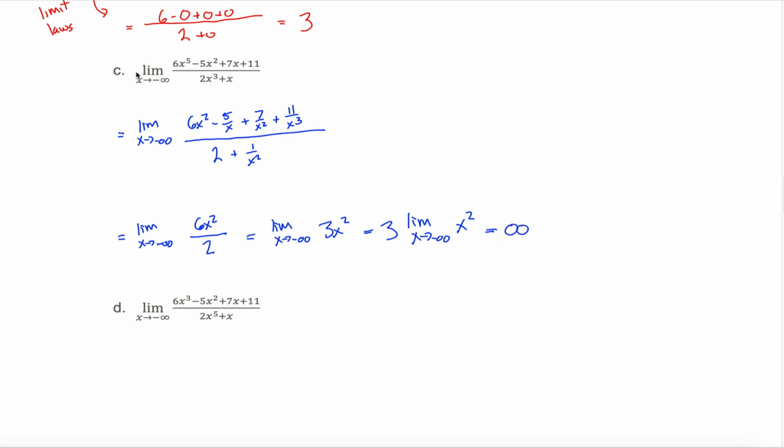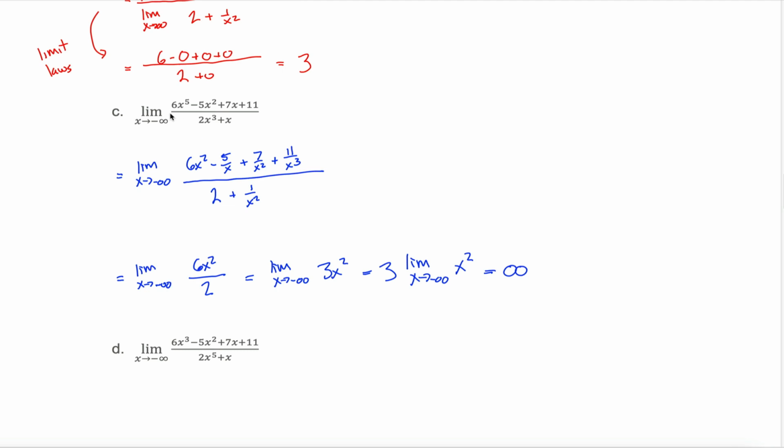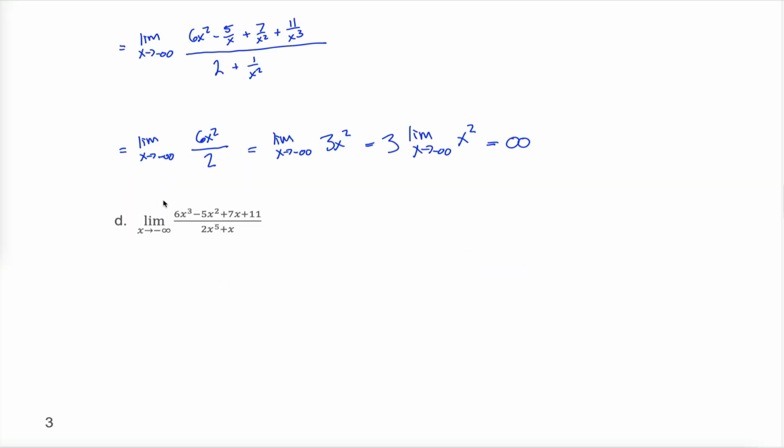You may have been able to evaluate this limit by considering end behavior of this rational function and techniques used in a pre-calculus class, but I think what you'll want to do is think about it using the steps that we did here. Let's do one more rational function example and then we'll call this video good. What's the limit as x approaches negative infinity of 6x cubed minus 5x squared plus 7x plus 11 over 2x to the 5th plus x?